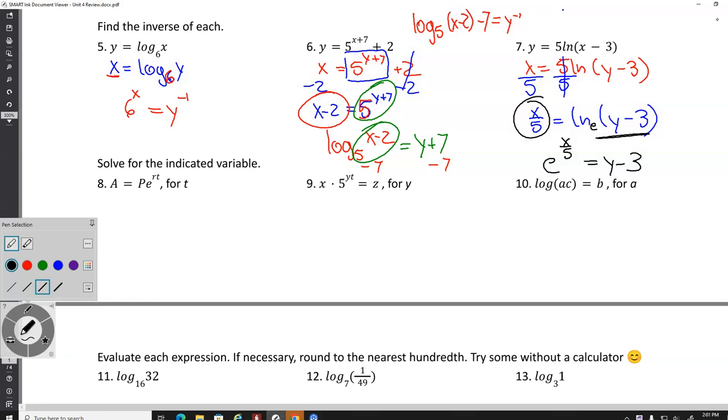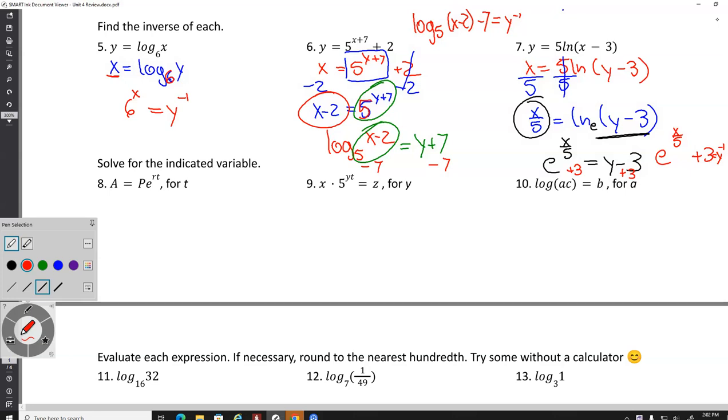Now, of course, the only last thing to do is add 3 and add 3. So your e raised to an x over 5 plus 3 on the side will equal your inverse. Okay, but again, you cannot add this 3 to the exponent. It goes to the side of it.